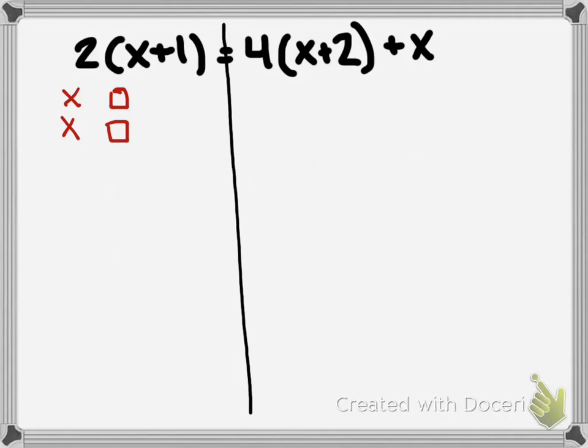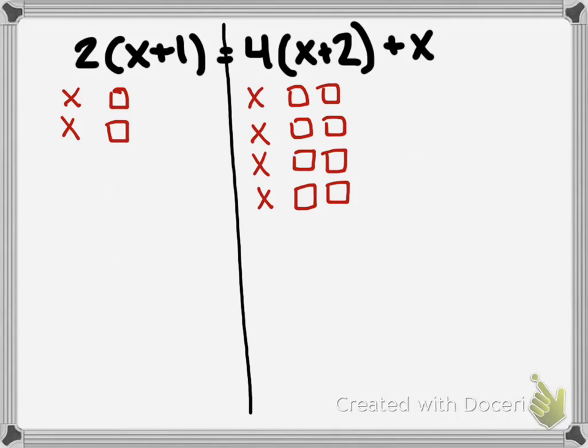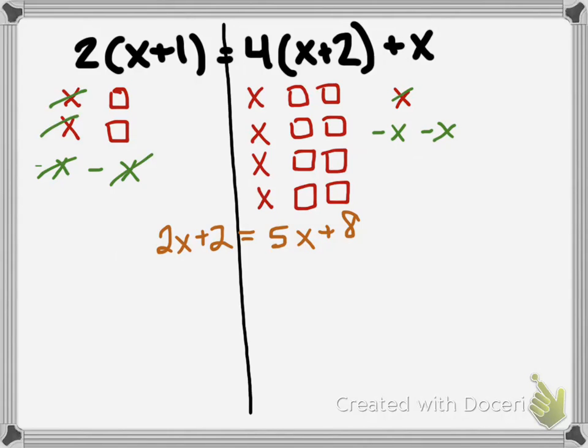So we would have done our two groups of x plus 1 on one side of the equation, and then four groups of x plus 2 on the other side of the equation, plus our additional x. And we wrote down 2x plus 2 equals 5x plus 8. Then we would have moved our x's to one side of the equation because our goal is to get x all by itself. So it creates less work if we move that 2x away. To do that, I have to add negative 2x there and get rid of those zero pairs.